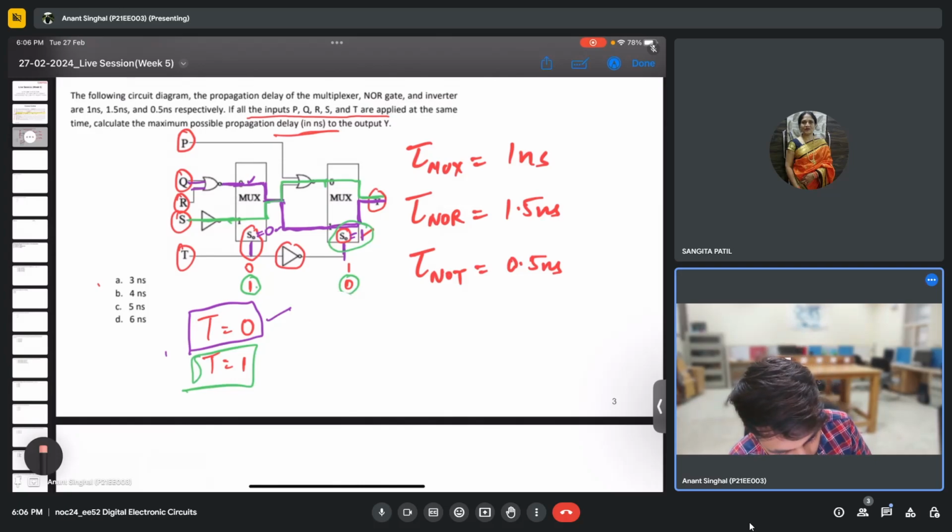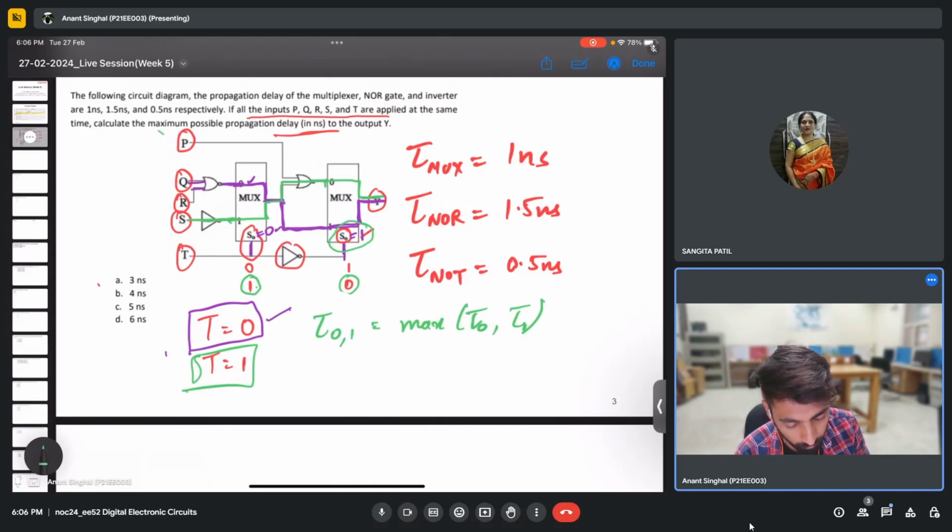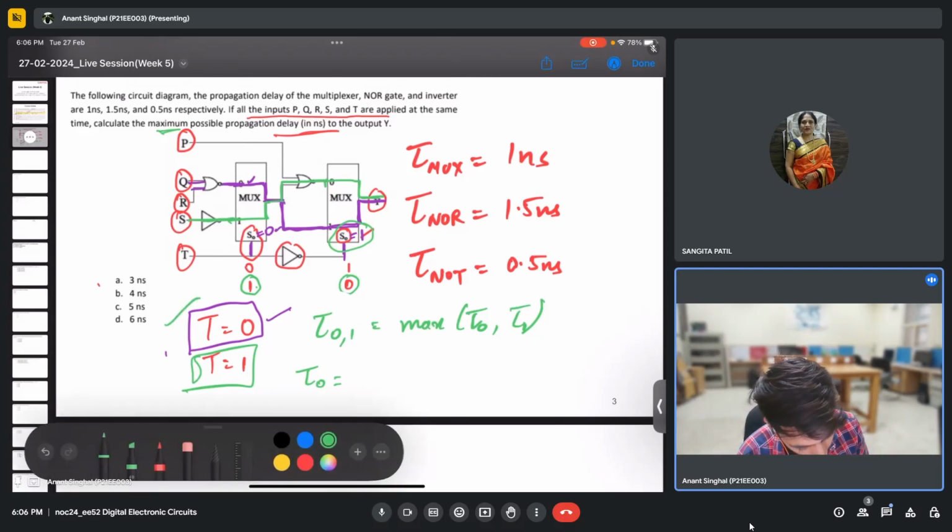So let's say I am defining them as tau 0 and tau 1. Whatever is the max of tau 0 or tau 1 will give me the final answer, because it is asking for the maximum possible delay. So let's calculate tau 0 first. Tau 0 means when t is equal to 0. So for t equal to 0, we were using this purple ink.